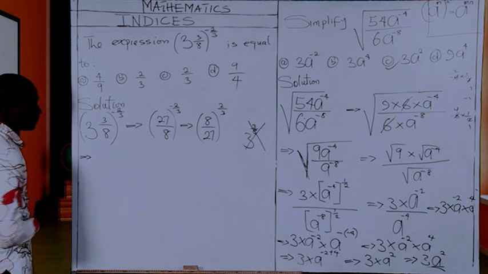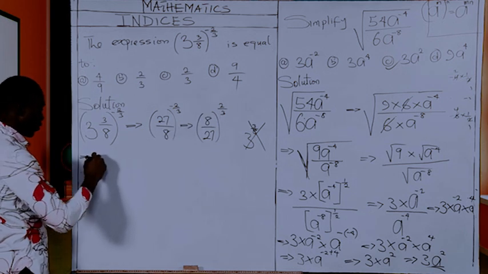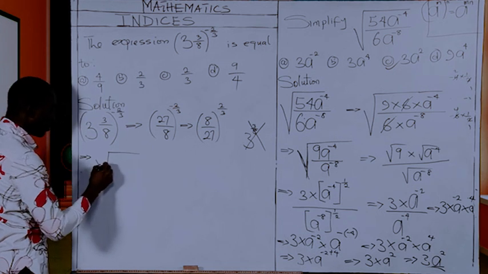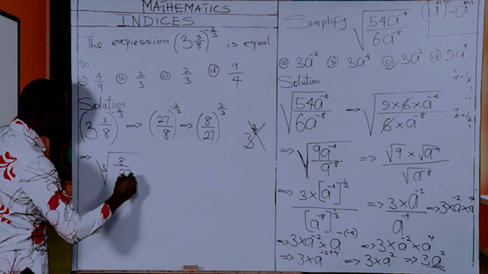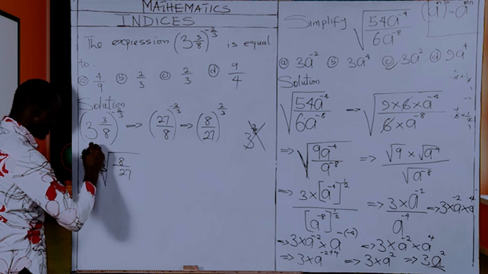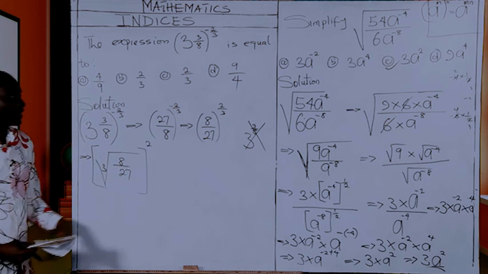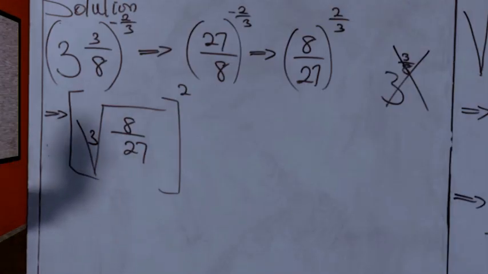Now we have, this one means cube root. Okay, cube root of 8/27, everything raised to the power 2. That is the meaning. Let me bring out the laws for you.